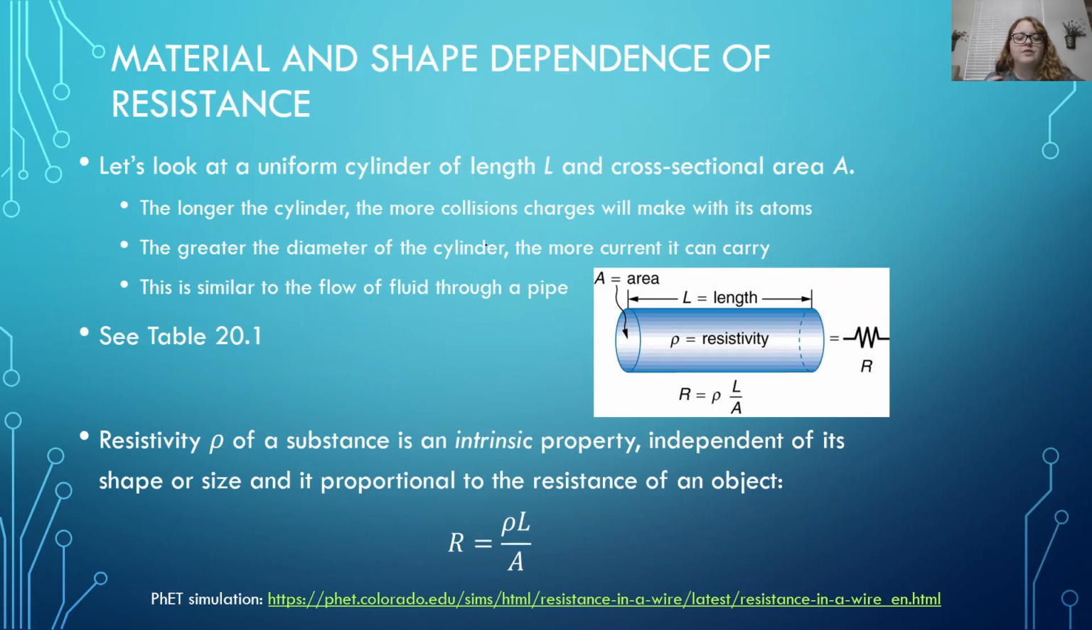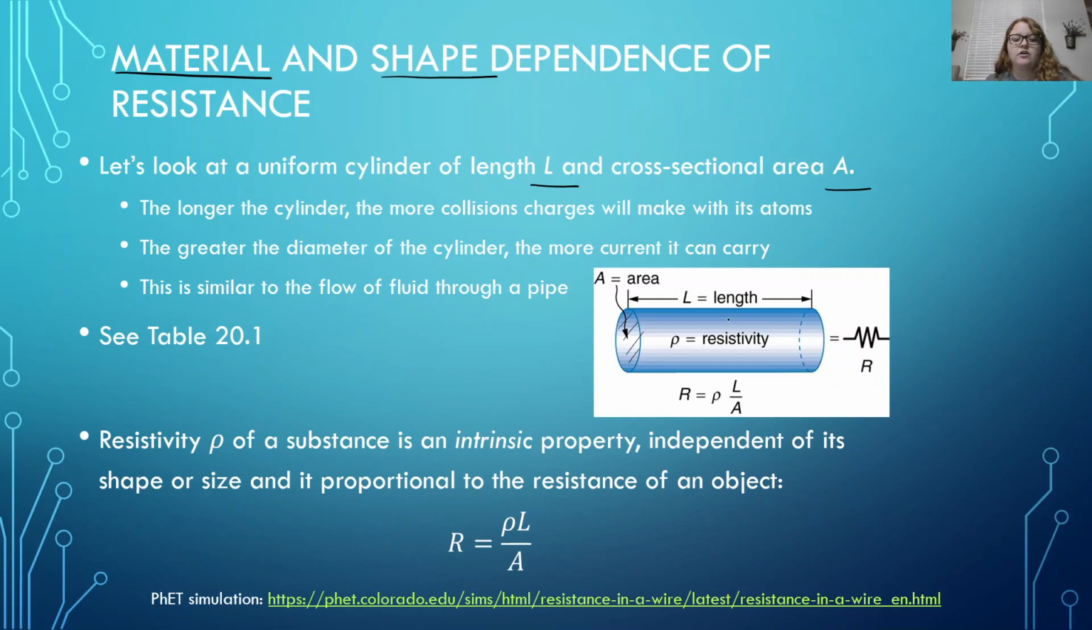All right, so this has a lot of information here, but bear with me. We are going to look at the resistance and how that's dependent on the material, the type of material, and the shape of the object, okay? So for example, let's look at a uniform cylinder of length L and cross-sectional area A, as so. Okay, so we have some length L, a cross-sectional area A, and look at some of these relationships.